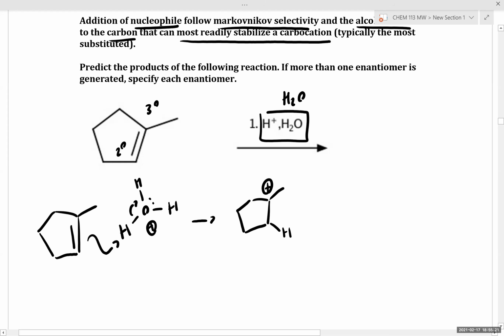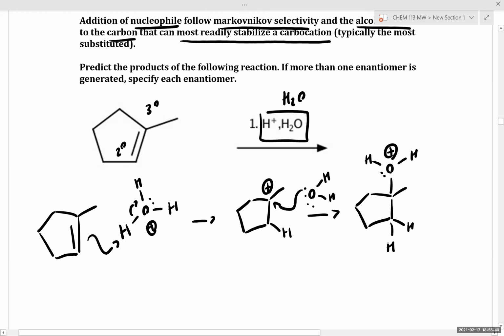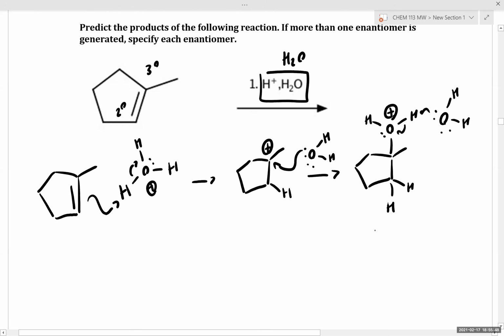No stereo control here. We're going to get a mixture of stereoisomers. The next step, water, our nucleophile, then attacks our very electrophilic carbocation. Then from there, to get a neutral species, we're just going to deprotonate our alcohol. And that in turn gives us the following alcohol.